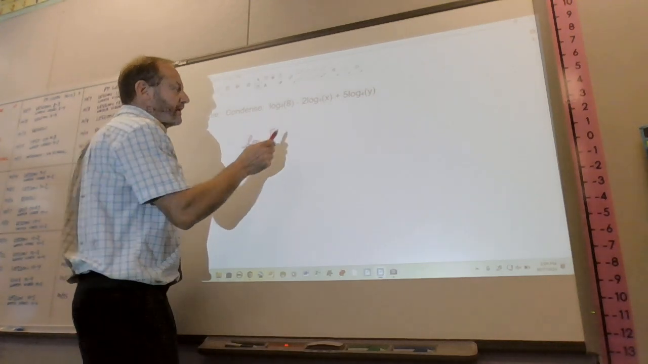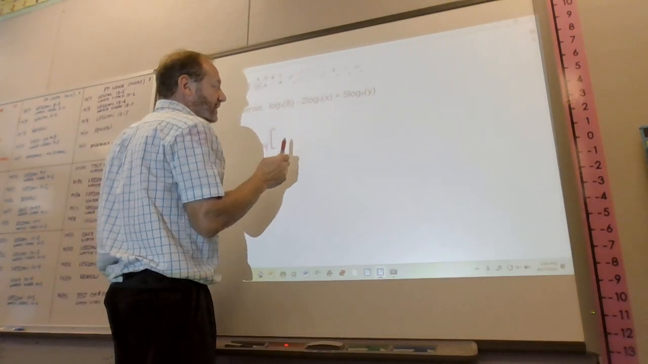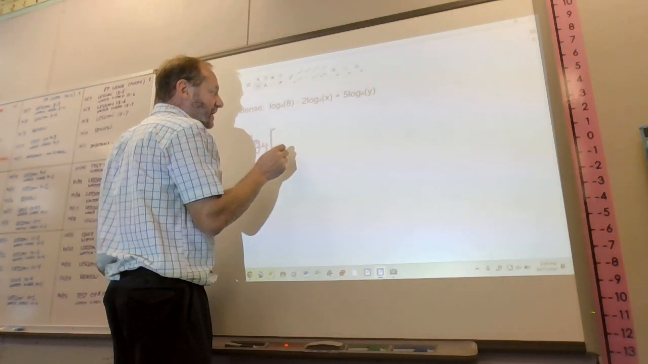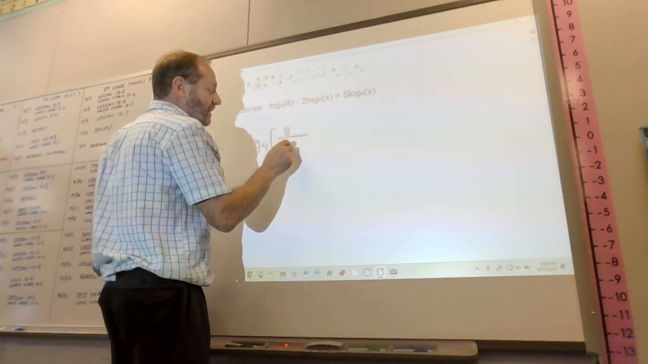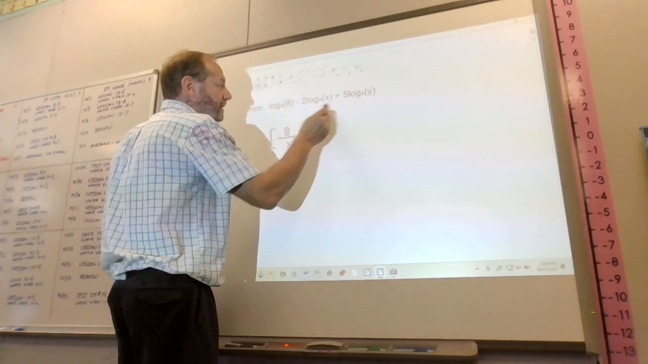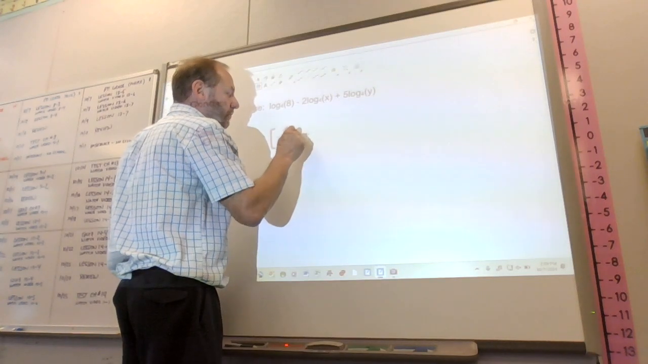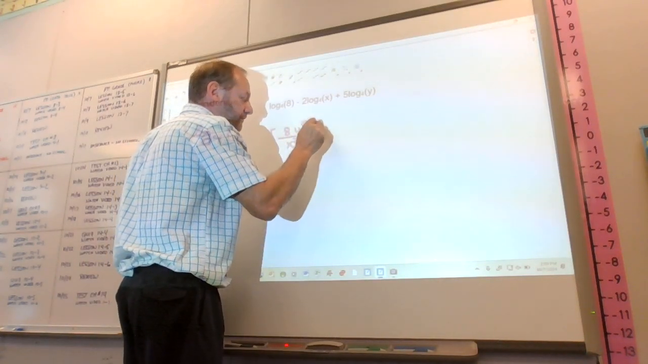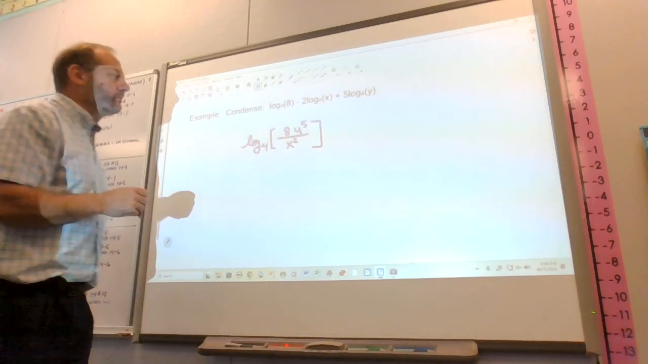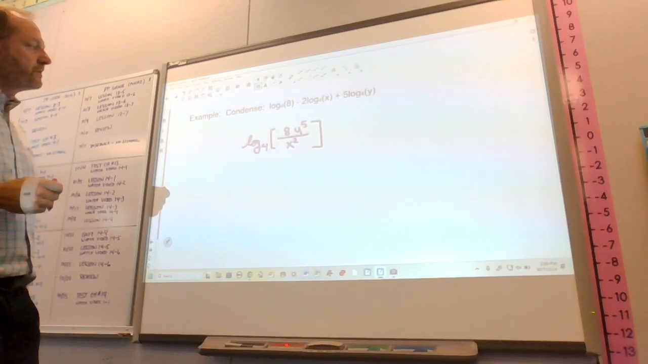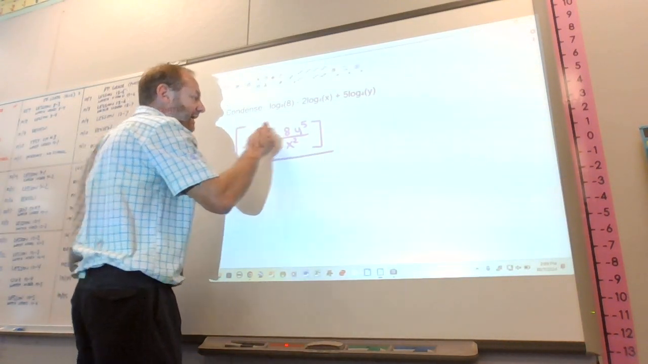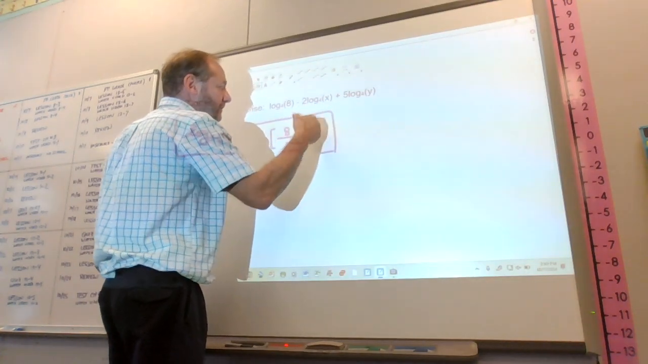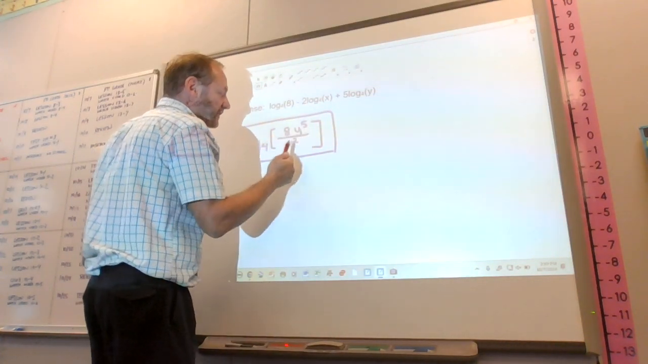And I'm going to have a numerator and a denominator because I got division here, I got multiplication here. So this is going to go on top, that's going to be 8. This is going to go on the bottom, that's going to be x squared. This is going to go on the top, y to the 5th power. And there you go, it's all condensed. Now, anything that you're adding here is going to go in the numerator. Anything you subtract is going to go in the denominator.